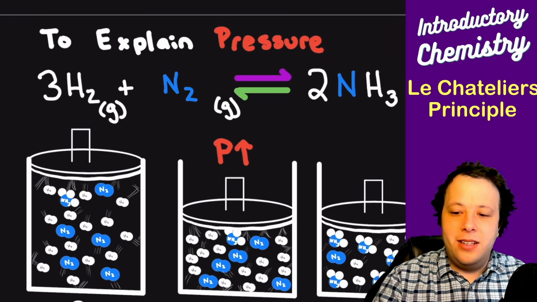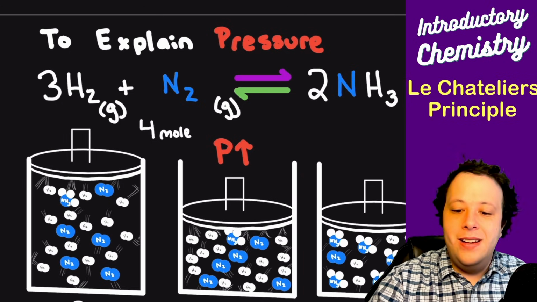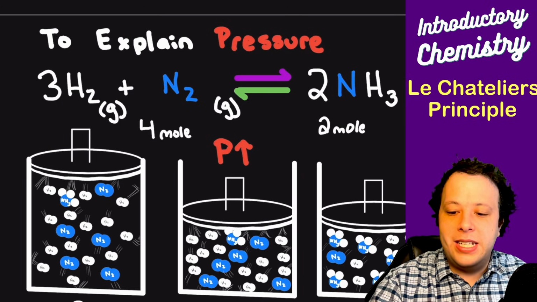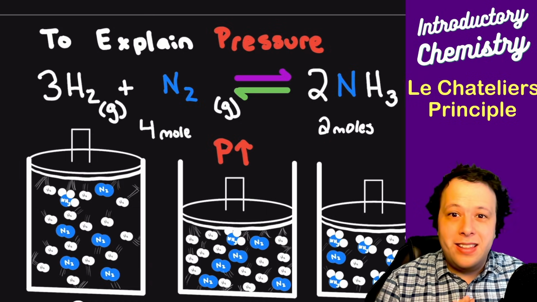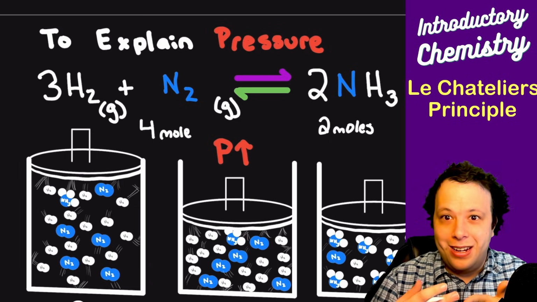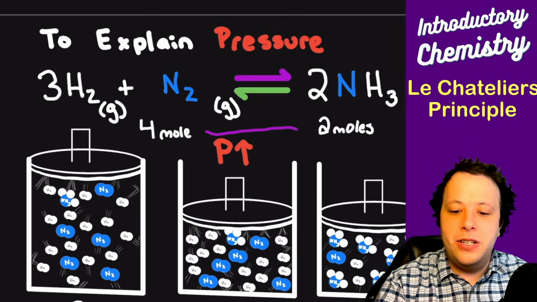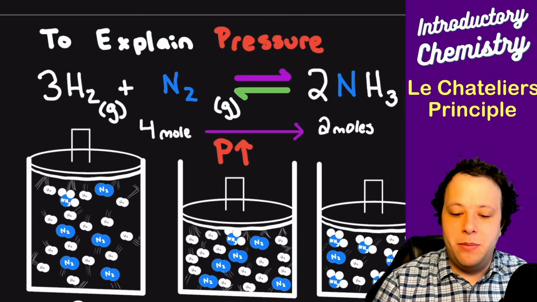So if we look at the total number of moles here, I have 4 moles of gas on the left-hand side, and then I have 2 moles of gas on the right. So meaning that if our pressure goes up, it's going to want to relieve that pressure. Which direction is it going to push the reaction? Well, it's going to push it forward to make fewer molecules.